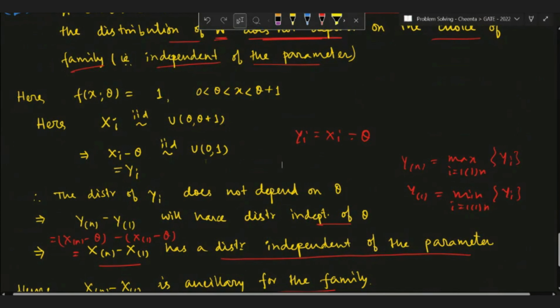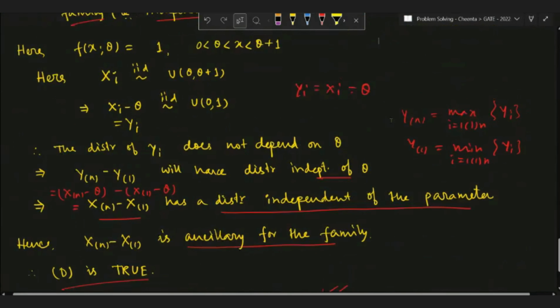So this follows IID uniform(0, 1), and we can define Y order n equal to the maximum of Yi for i equal to 1 to n, and Y order 1 equal to the minimum of Yi for i equal to 1 to n. As the distribution of individual Yi's does not depend on theta, the distribution of Y order n and Y order 1 will also not depend on theta, and hence their difference will also not depend on theta. So Y order n minus Y order 1 eventually becomes X order n minus X order 1, and this has a distribution independent of the parameter.